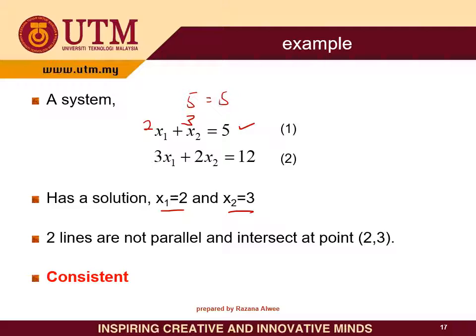For the second one, if you put x1 as 2 and x2 as 3, 3 multiplied by 2 is 6, plus 2 multiplied by 3 is 6, and it also equals 12. So the two lines are not parallel and intersect at the point (2, 3), because 2 and 3 satisfy both equations. So it is consistent.